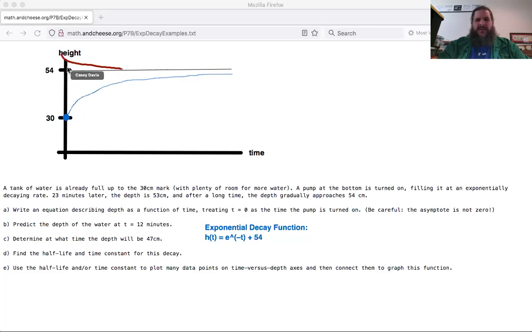But the other problem is we don't want it to be starting at 55 and approaching 54 from above. We want to stretch this so that it starts at 30 and approaches 54 from below. So how can we stretch or compress the graph vertically? What modifier to the function would have that effect of stretching and or flipping the graph?